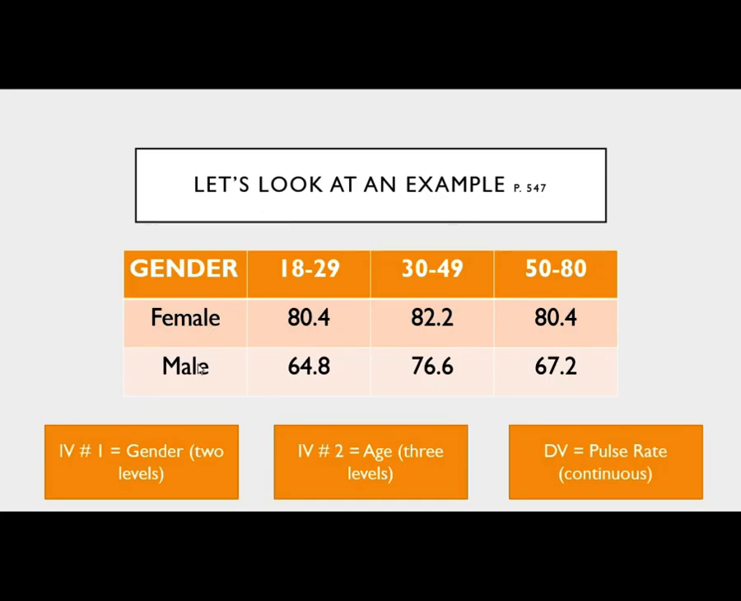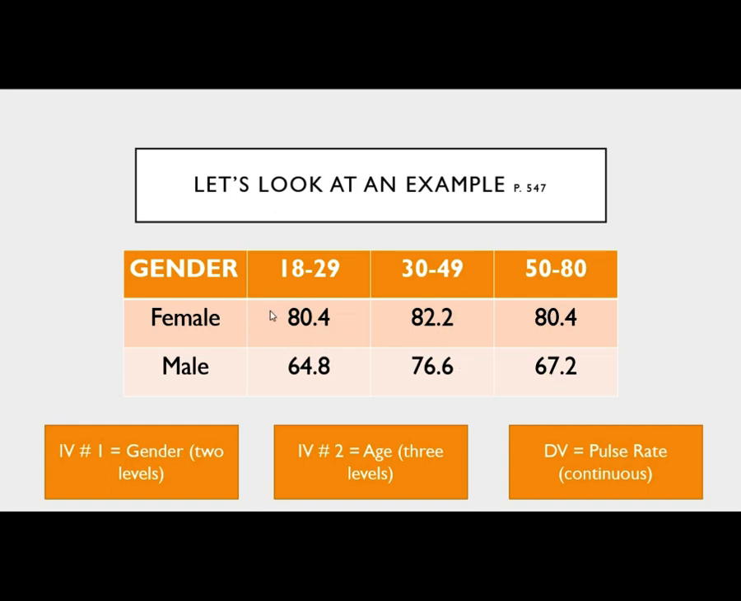So we have females and males, and then they've grouped them by age, right? So we have a 2 by 3 factorial ANOVA. And inside these are the averages for this group. Females in this 18 to 29 age bracket have a pulse rate on average of 80.4. Males have an average of 64.8, right? So we see 80 and 64, 82 and 76, and 80 and 67.